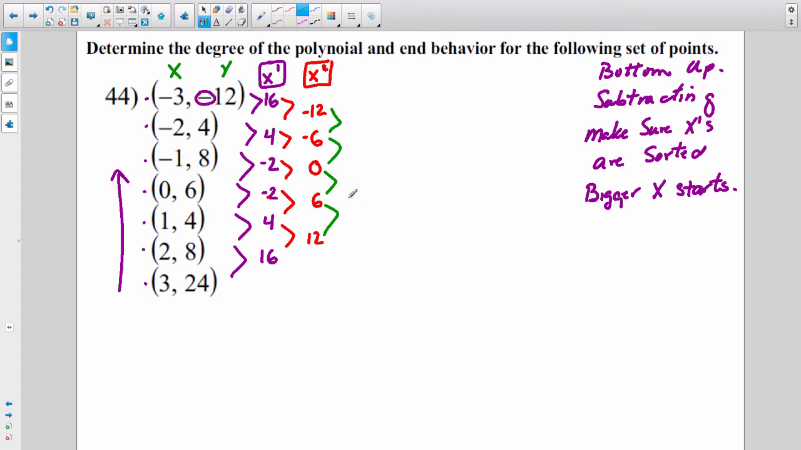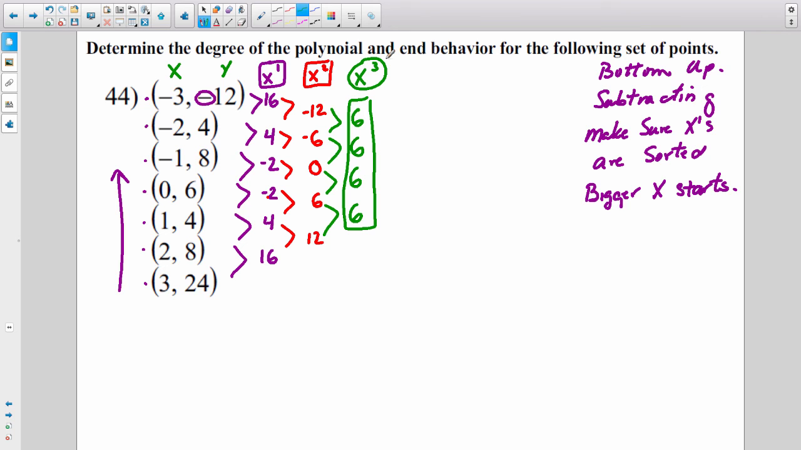Bottom up, 12 minus 6, 6 minus 0, 0 minus -6, -6 minus -12. Bam. Check it out. They're all the same. That means it's a cubic. I don't know what kind of cubic it is. It's kind of wacky. It could be any cubic, but it's definitely cubic.